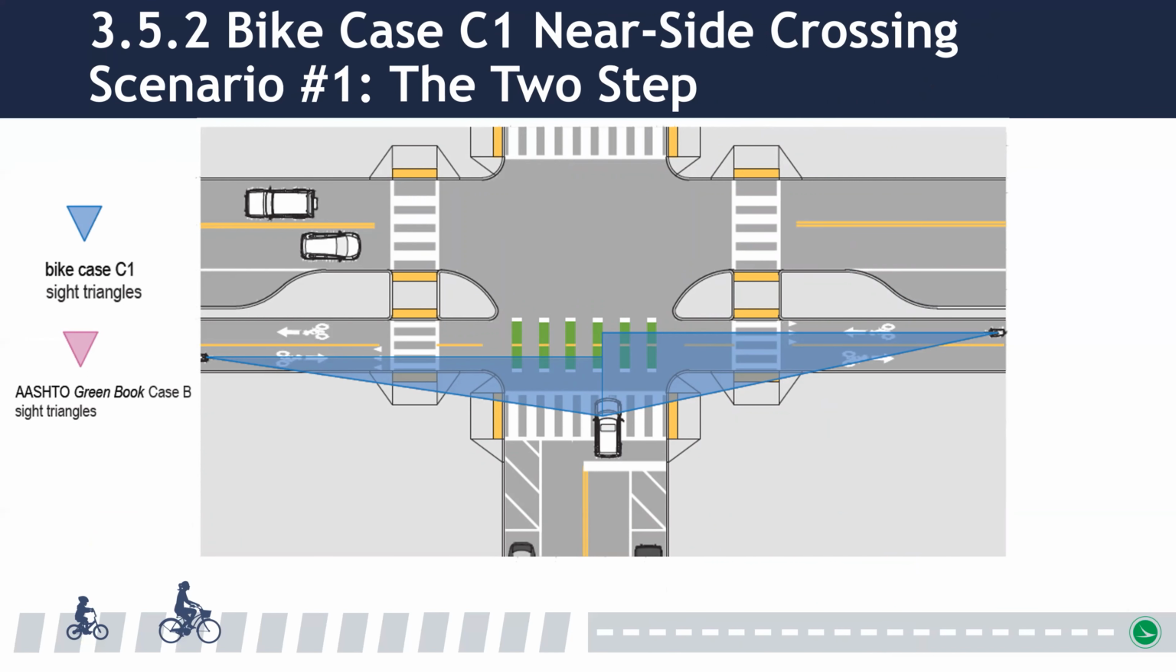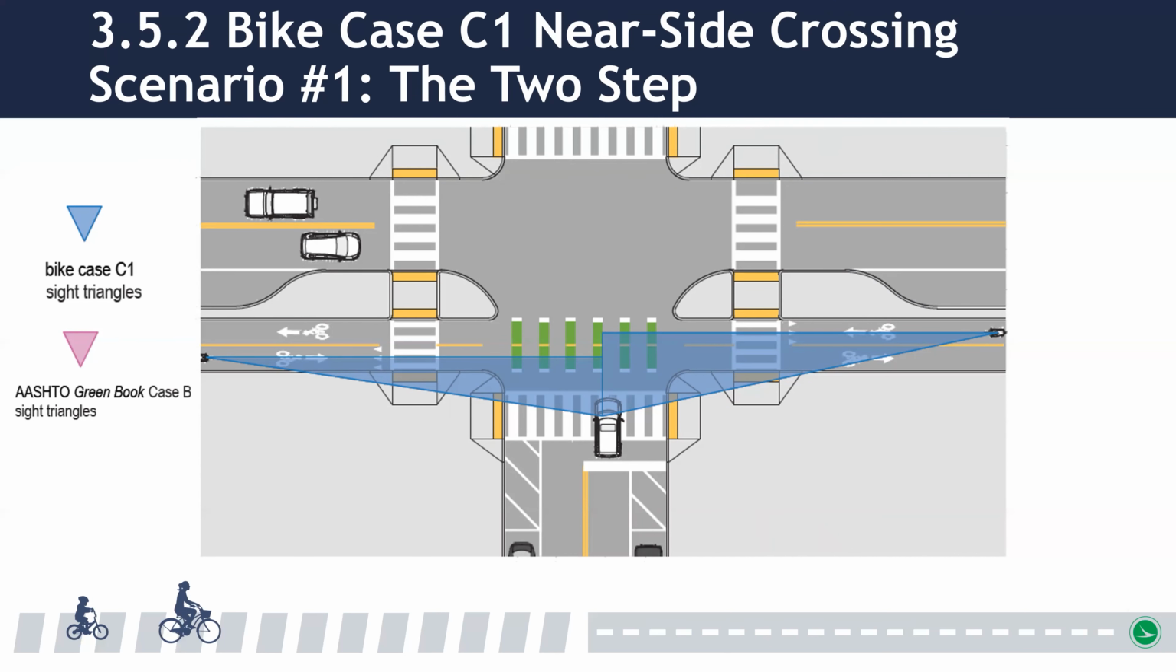All bike case Cs are for scenarios where a motorist crosses a separated bike lane or a side path, and is similar to the ideas presented in the AASHTO guide for the development of bicycle facilities, where a motorist crosses a bike lane or a mid-block path. Bike case C1 applies when a motorist crosses a near-side separated bike lane or side path before continuing straight or turning at that intersection. There are two scenarios for this crossing, a two-step or a single crossing.